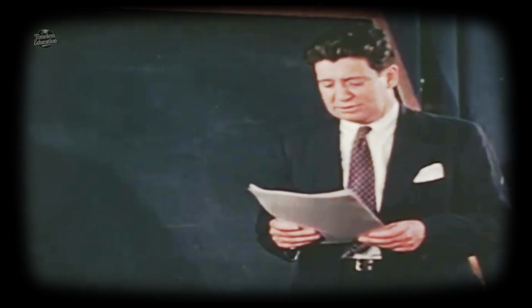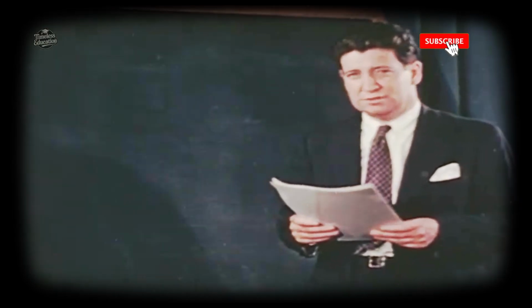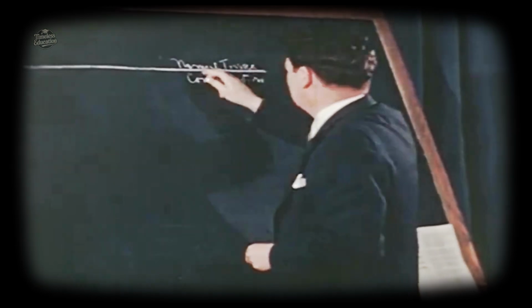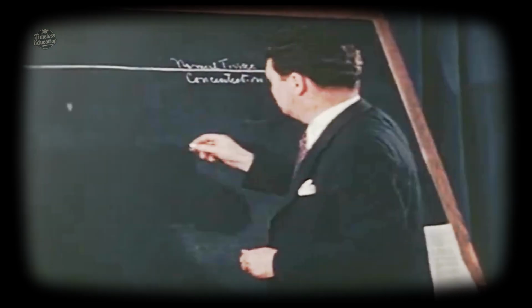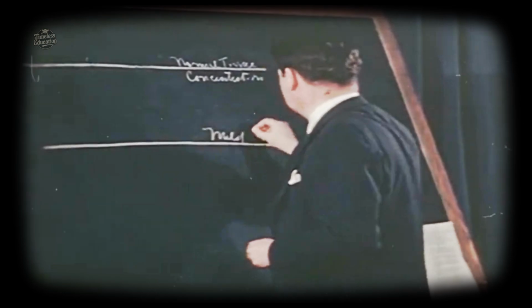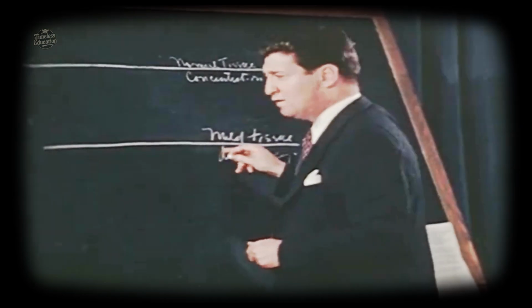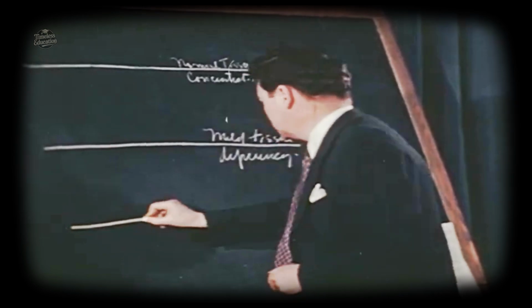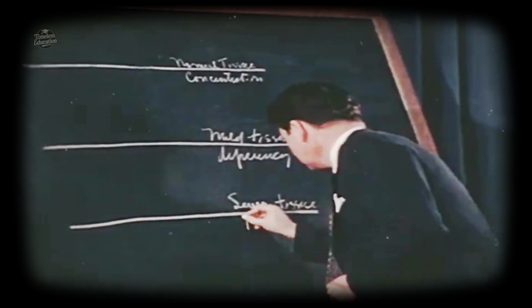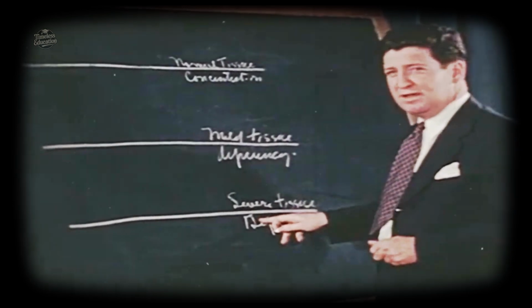As a first step in clarification, let us chart the various degrees of malnutrition from the standpoint of relative severity. Let this line represent the normal tissue concentration of any of the vitamins. Let this line represent a mild tissue deficiency of any of the vitamins. Let this line represent a severe tissue deficiency of any of the vitamins.